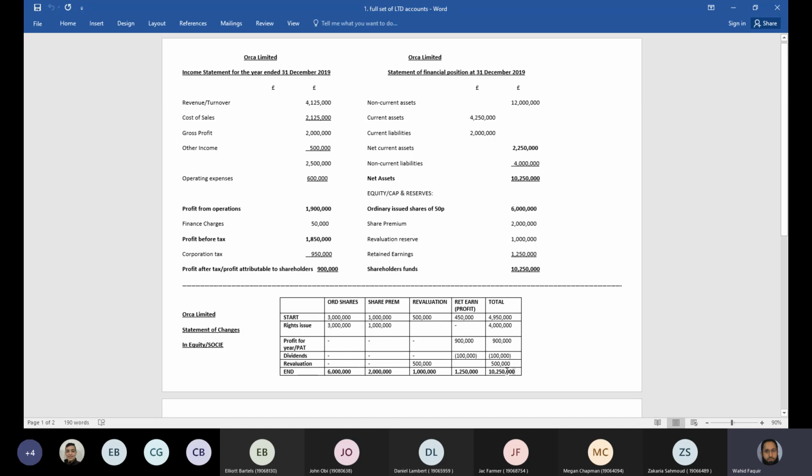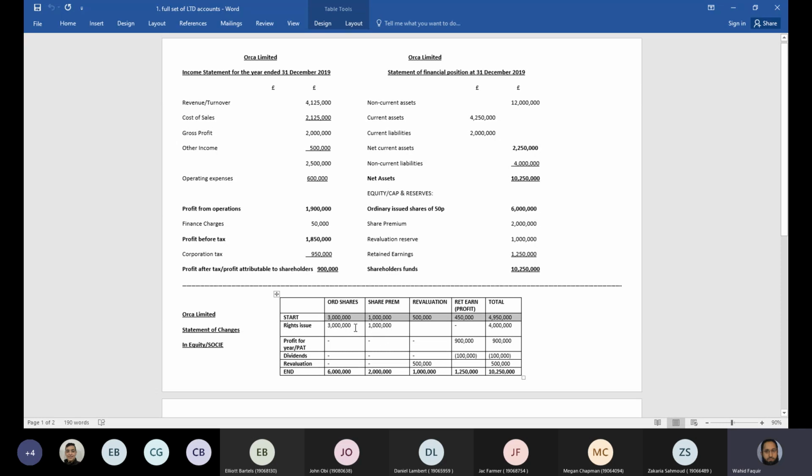Now, very noticeable that these figures on the SOCIE, the statement of changes in equity, are the same as these closing figures on the capital and reserves. This table aims to show what happened during the year. So it has a starting position. If we looked at last year's statement of financial position, these figures would be the capital and reserve figures. During the year, 3 or 4 things have happened that are shown here.